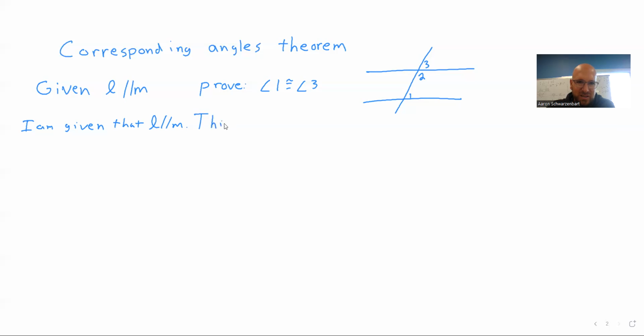This tells me that 1 and 2 have to add to 180 by the same side interior angles postulate. So I'm going to say this tells me that the measure of angle 1 plus the measure of angle 2 equals 180 degrees by the, and I'm going to use the abbreviation I said, SSIA, same side interior angles postulate.